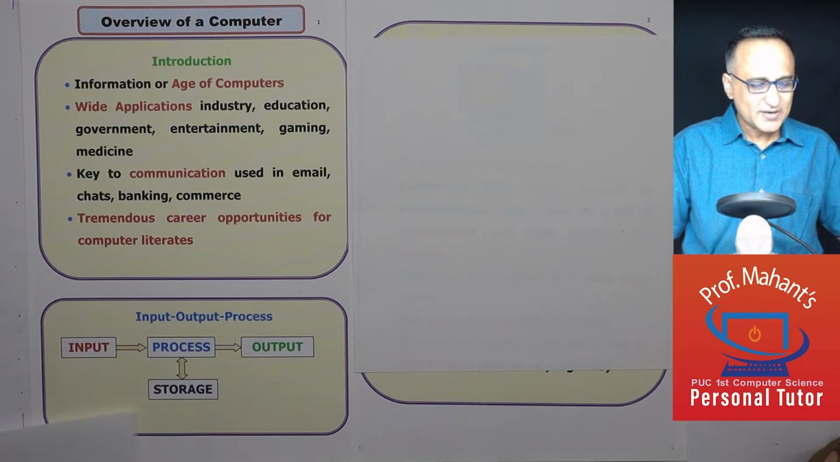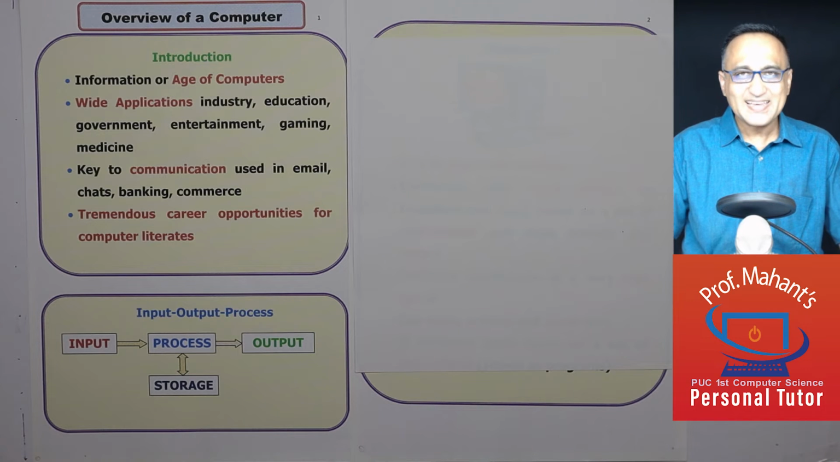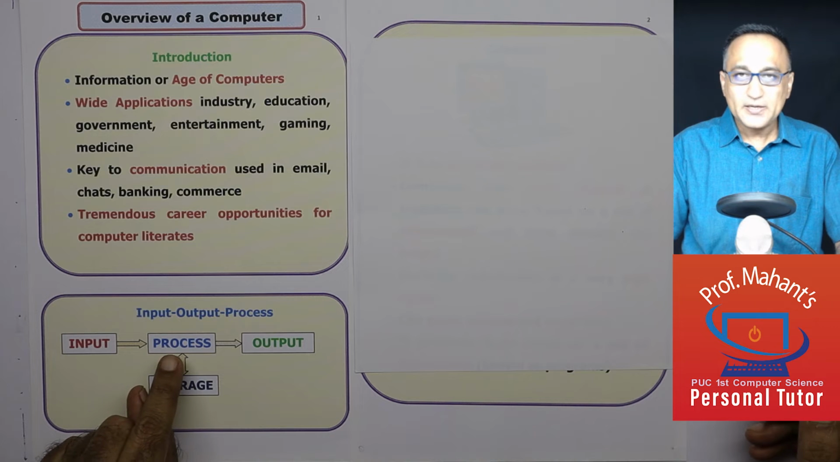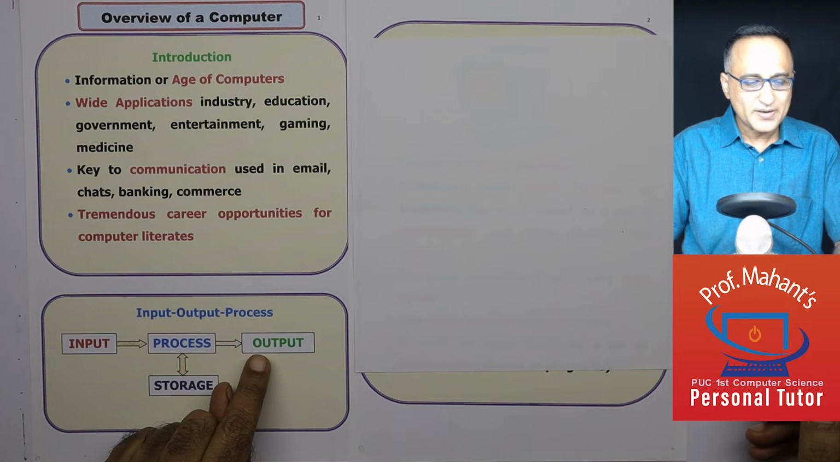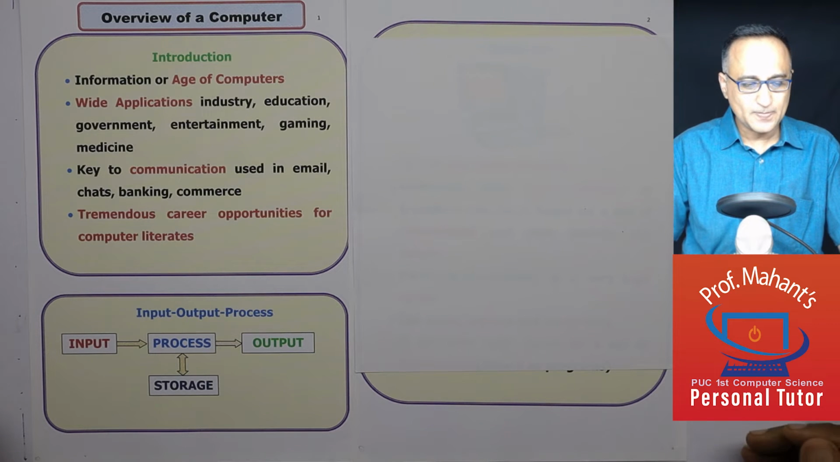Now, let's first try to understand what exactly is a computer. A computer may be thought of as a simple box which takes some input, it processes that input, and provides us an output. Now, let's try to understand this term input, output, and process.